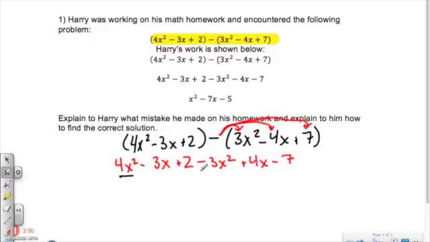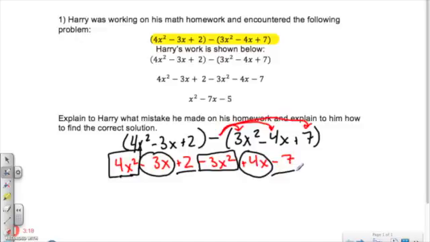So 4x squared and negative 3x squared are like terms because they have the same variable with the same exponent. Negative 3x and positive 4x both have x's with an exponent of an understood 1, so those are like terms. And then my last pair is the constants, positive 7 and negative 7. Make sure that when you're identifying those like terms, you're pulling in the sign that's in front of it, because that's going to tell you what operation to use.